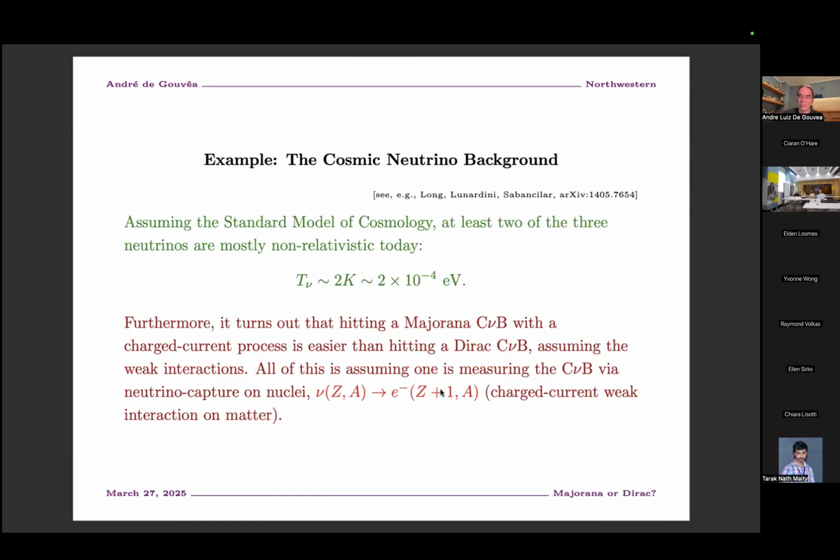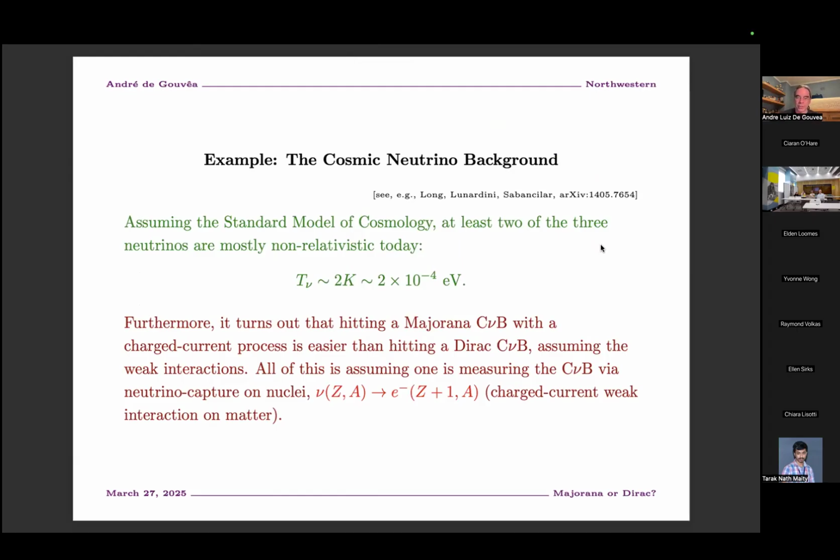Okay, so I will briefly talk about the cosmic neutrino background. This is work that was pointed out already quite a long time ago. I think this is a nice paper that explains why the cosmic neutrino background is potentially a great place to distinguish Dirac from Majorana neutrinos.